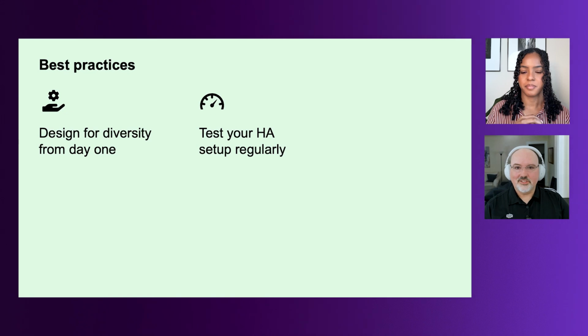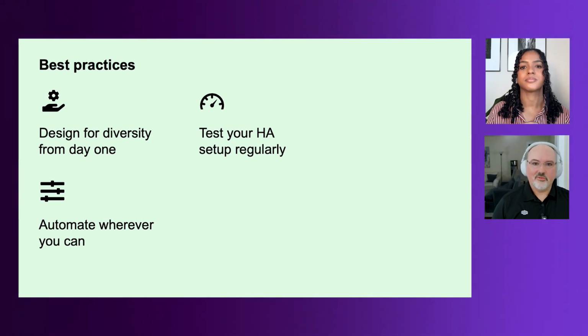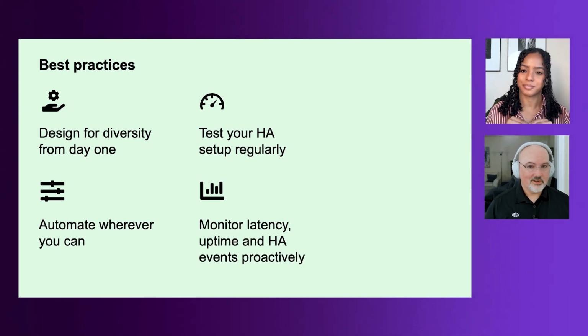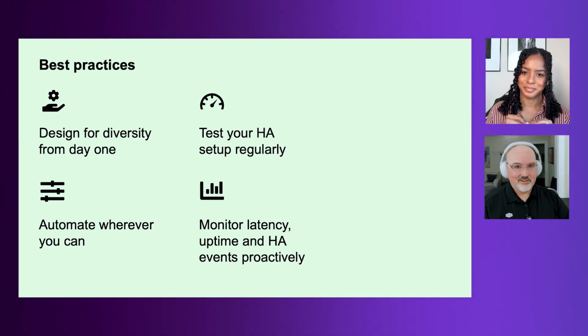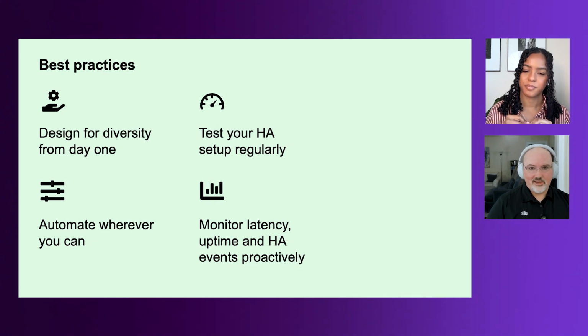2, test your HA setup regularly. Failovers shouldn't just look good on paper. They should be practiced, documented, and monitored so your team knows exactly what to expect. 3, automate wherever you can. Use APIs or Terraform to deploy consistently across the metros. Automation reduces human error and makes recovery faster. 4, monitor proactively. Like I mentioned observability earlier, keep an eye on latency, uptime, and HA events. The sooner you see drift, the faster you can correct it before it becomes an outage. Now follow those steps and you're on track for what we call 5 nines reliability.